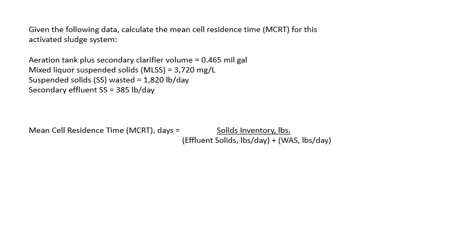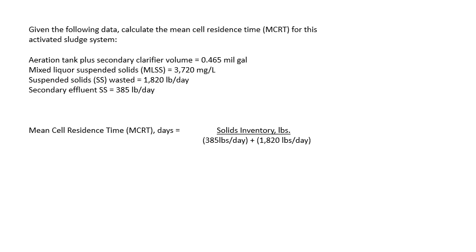The formula for mean cell residence time is the solids inventory in pounds divided by the effluent solids pounds per day plus the WAS pounds per day. They have already given us the effluent solids, the secondary effluent of 385 pounds per day, and they've given us the wasted suspended solids of 1,820 pounds per day, but they did not give us the solids inventory, so we're going to have to solve for that.